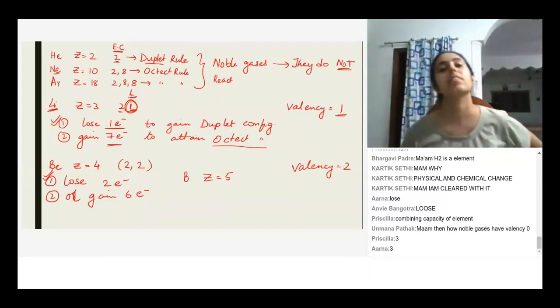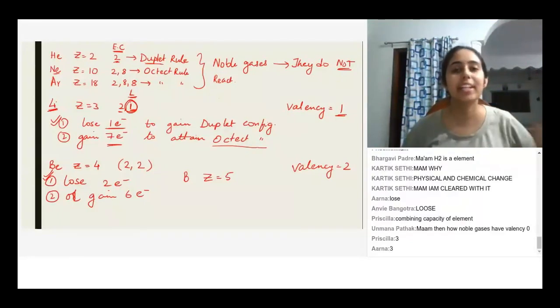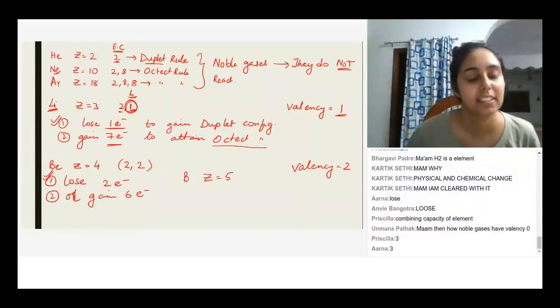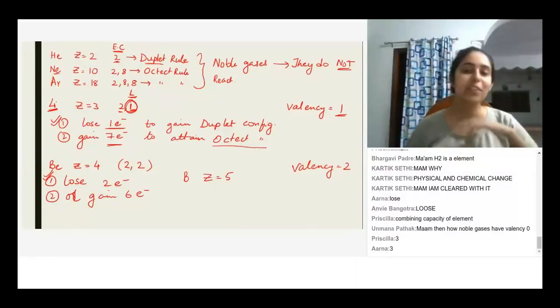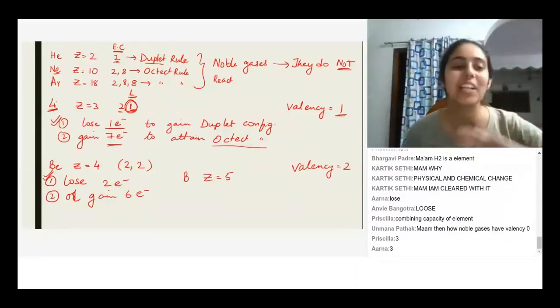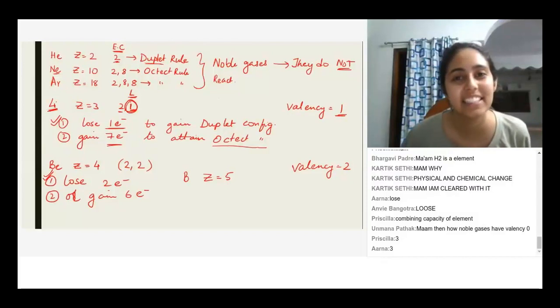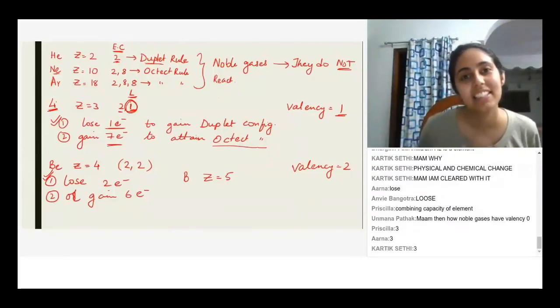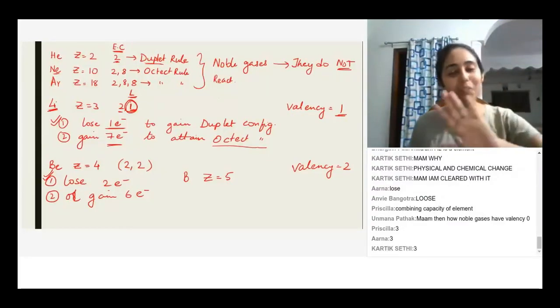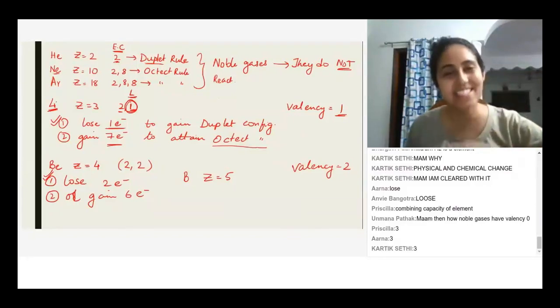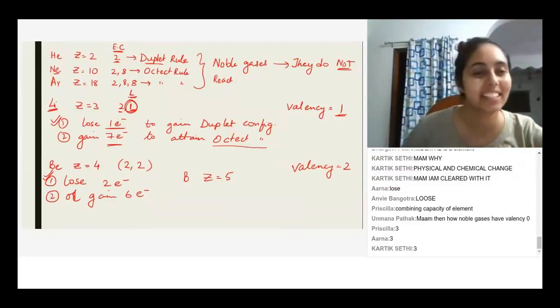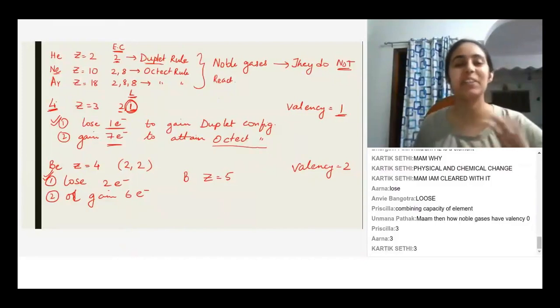Ma'am, 3 minus. No, don't tell me any signs. Just tell me the number. Then what is the sign? I will tell you later. That's why I said don't say signs. Ma'am, because in school we learned valency as 3 minus, or for carbon. No, I'll tell you what that is. Just tell me the number for now. 3. Very good.